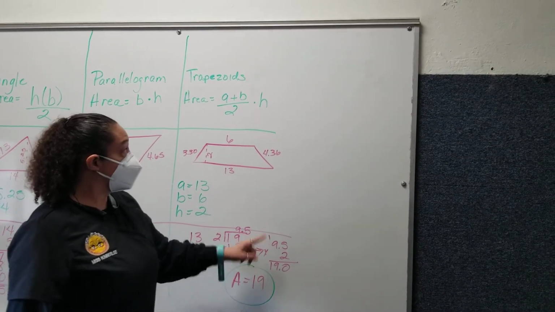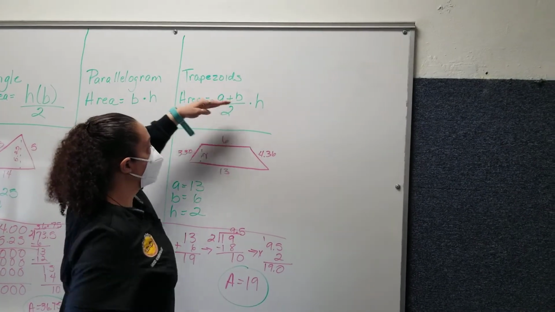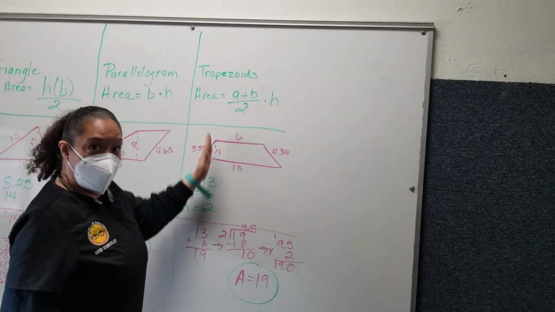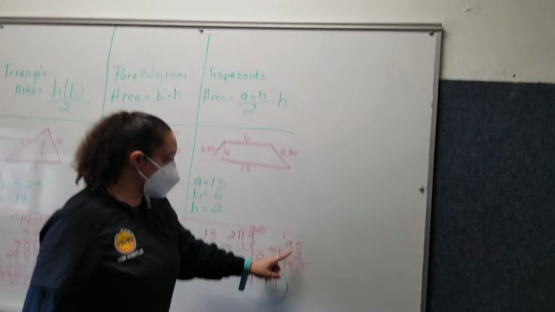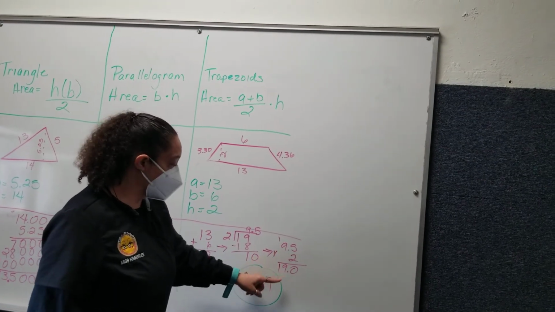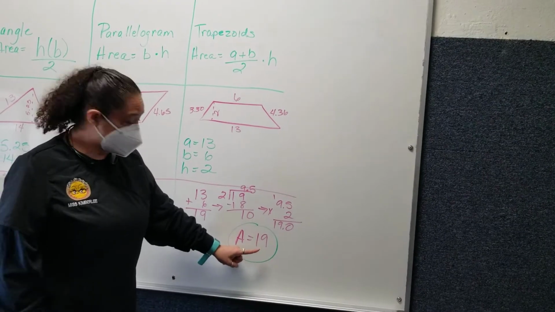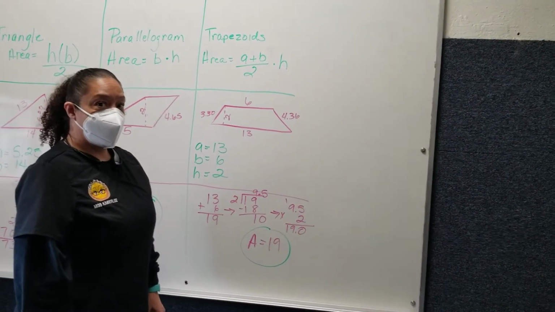So then I moved to the next one because now I had 19 divided by 2, which is 9.5, and then I multiplied that by h, which is 2. H is your height. So 9.5 times 2 is 19.0, and you don't need the 0 because it's a whole number, so A equals 19. Okay. Does that help? Okay.